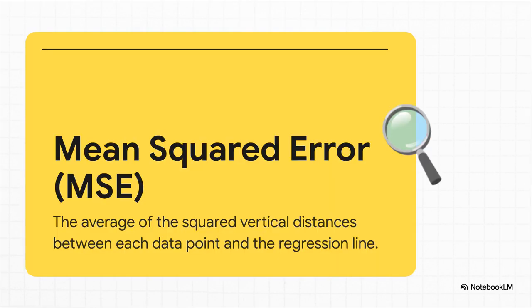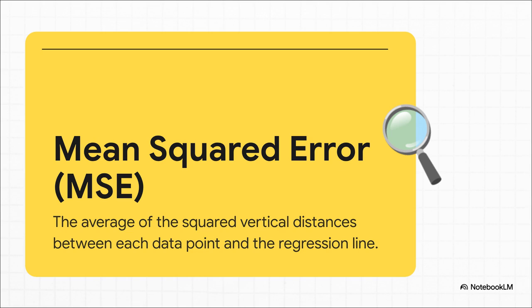And the most common way to do this, by far, is something called mean squared error, or MSE. It sounds complicated, but the idea is actually pretty straightforward. For every single data point, you measure how far away it is from your line. That's your error. Then you square that error. Why square it? Well, it does two things. It makes all the errors positive, and it really punishes the big mistakes. A tiny miss doesn't count for much, but a huge miss gets penalized heavily. Finally, you just average up all those squared errors, and boom, the best line is the one with the lowest possible score.